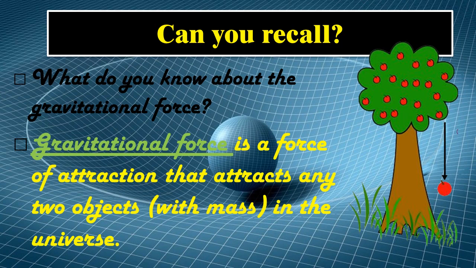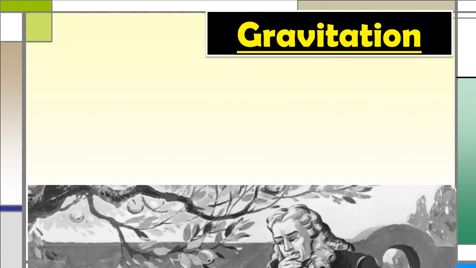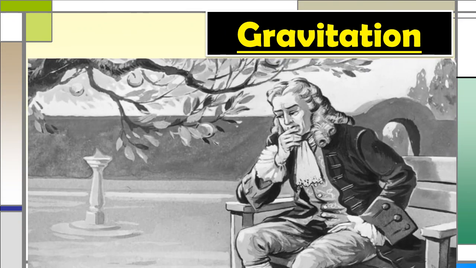We have seen in the previous standard that the gravitational force is a universal force. It acts not only between two objects on the earth but also between any two objects in the universe. That is why it is called a universal force of attraction. Let us now learn how this force was discovered.